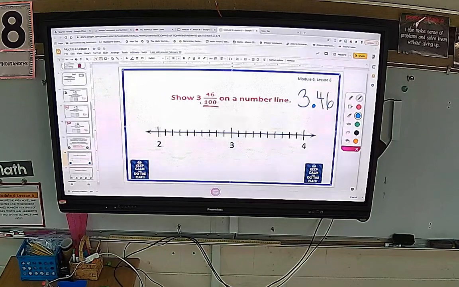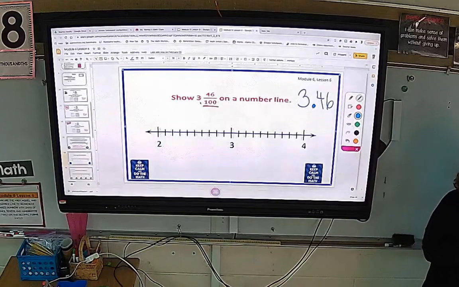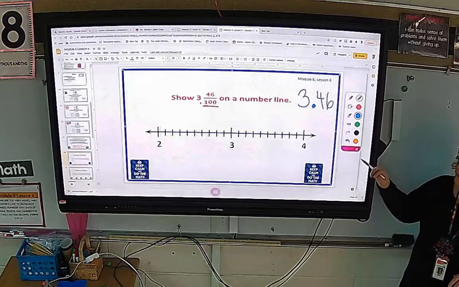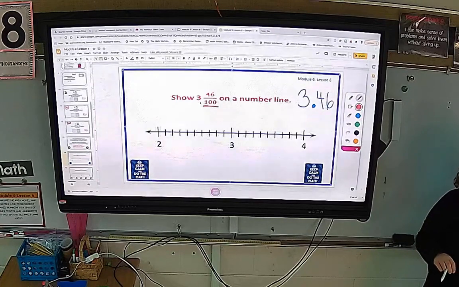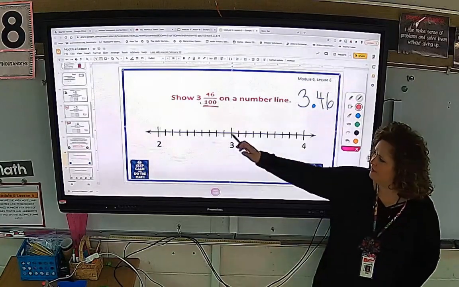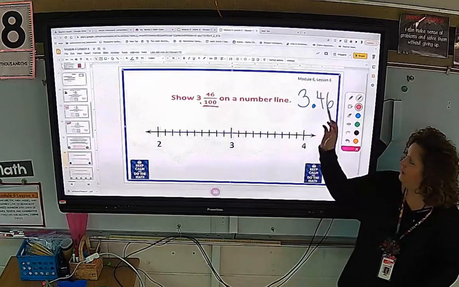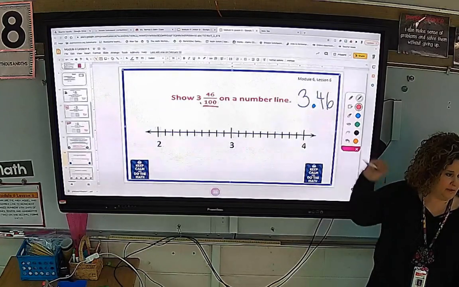All right, here we go. 3.46. What do I need to do first on my number line? Where do I need to go first? Faith, where would you go first? Well, let's go to the 3 first. We are going to go past it, but let's make sure we go there first. Go to 3. And then how far past the 3? Ishmael, how far past the 3?